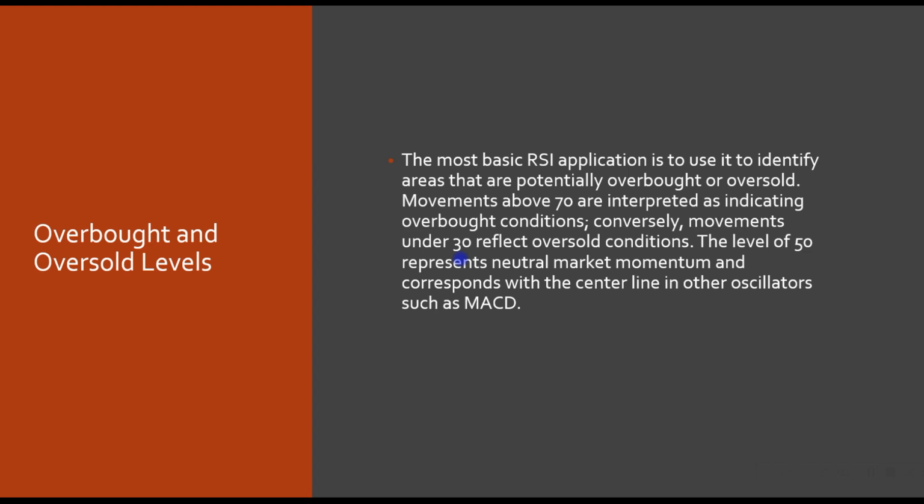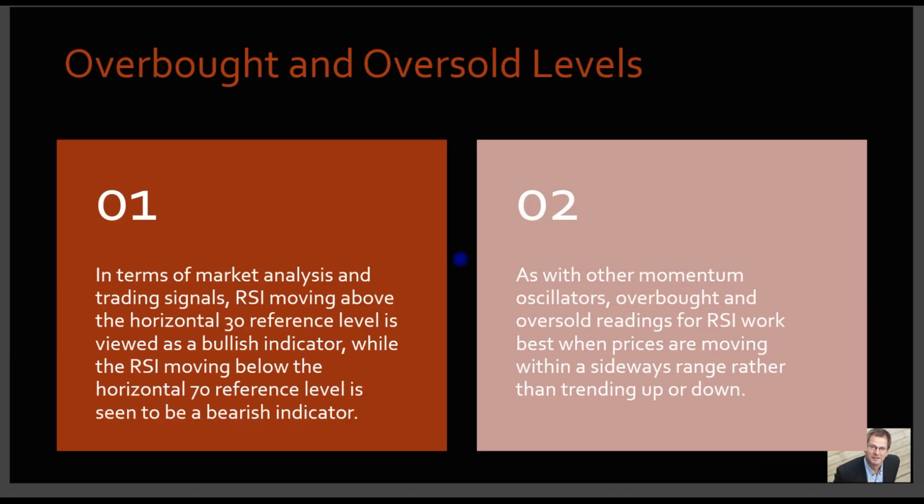When it starts moving above 50, you should have momentum moving upward, or the beginnings of it. It could be sideways, it can be congestion, but moving in a positive or negative way. It will help you understand and see where the trend is going. So in terms of market analysis and trading signals, RSI moving above the horizontal 30 reference level is viewed as a bullish indicator, while the RSI moving below the horizontal 70 reference level is seen as bearish.